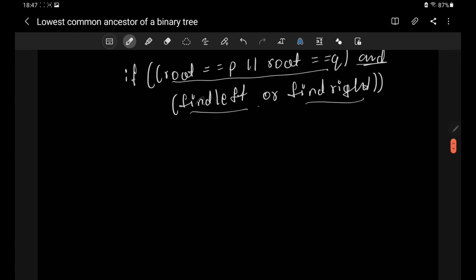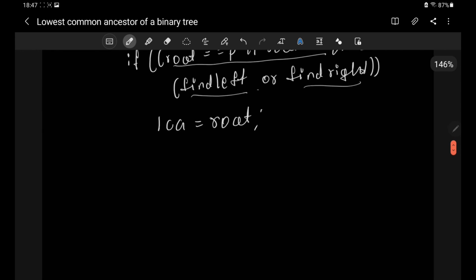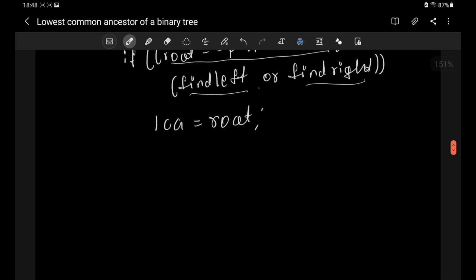After that, if that's the case, then LCA equals that node, root. Or else, what was my main function? What was my main purpose? What is the function doing? It is returning true if it's found any value that is there in P or Q.